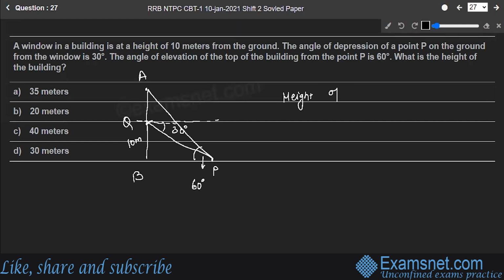Height of building is AB, and this is what you have to find out, right? So let's first of all assume this PB is equal to X. Okay. Now, how are we going to solve it? First of all, I'll take the triangle PBQ. In this triangle, I'll try to find out the value of X. Let's go for this.